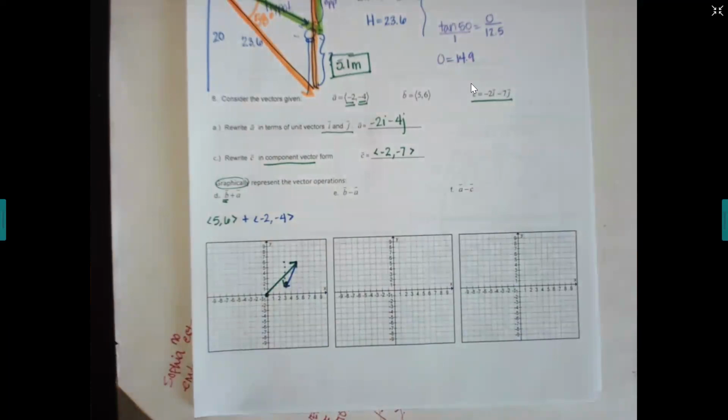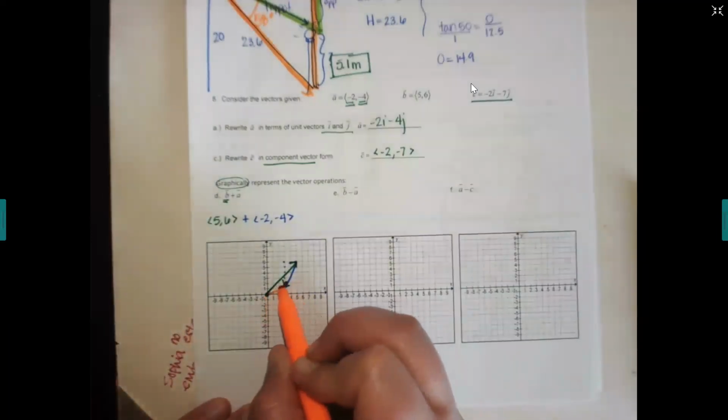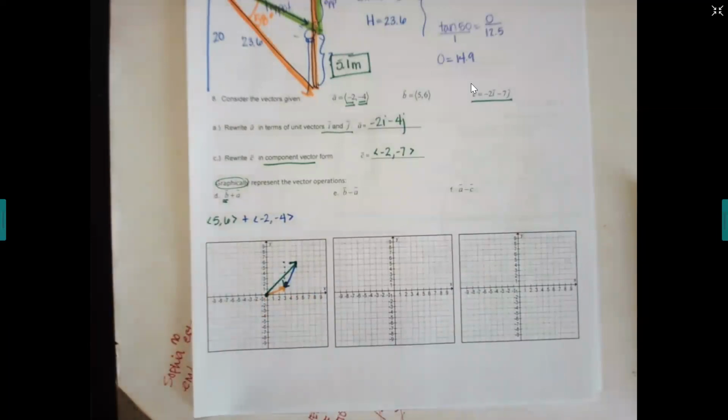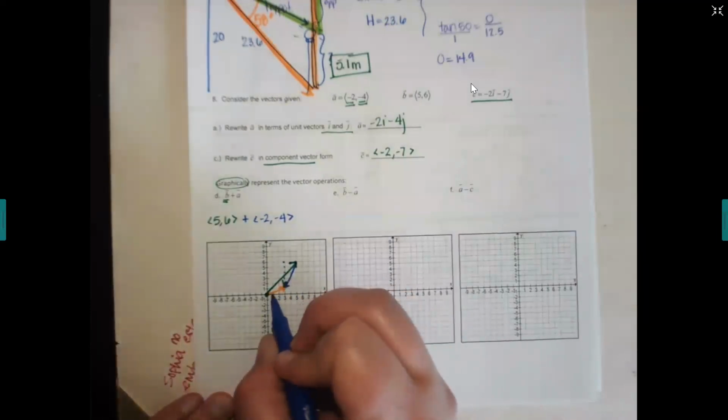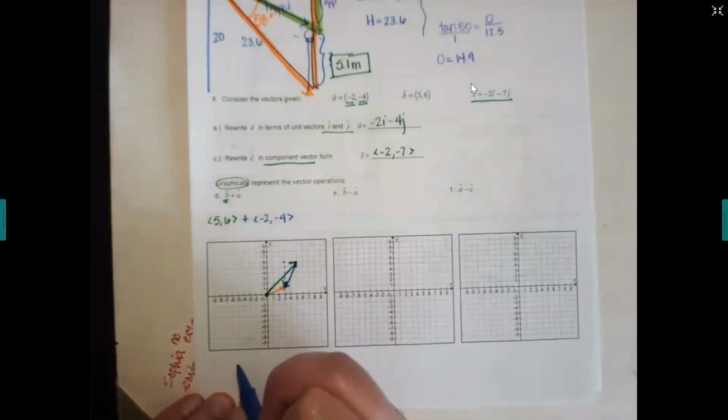So remember, you're always adding them head to tail, where you draw the first vector and then you start the second one right at the end of the first one. Okay. And then your answer vector, or your resultant vector, would be this guy right here. Okay, and if I were to count out that orange vector, I can see that it looks like it's a distance of 1, 2, 3 up 1.